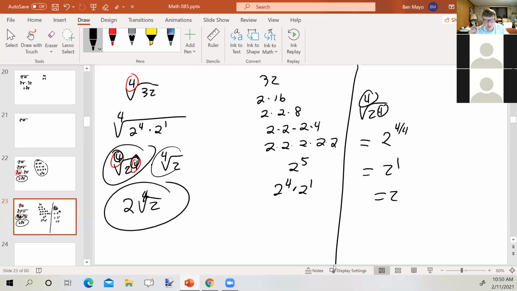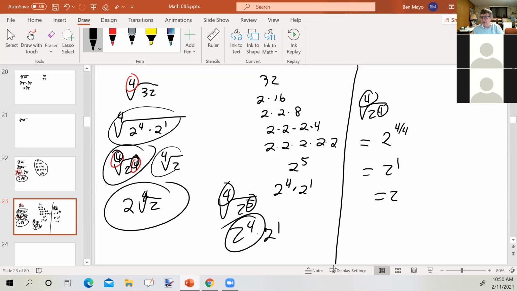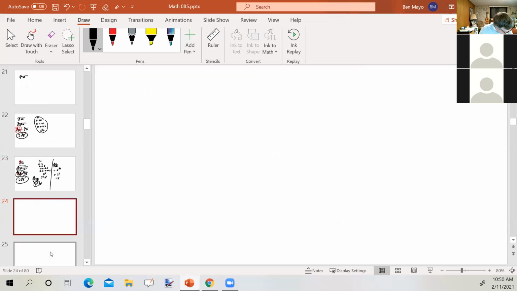Anaya, I think it was you that asked this earlier: what if the power inside was larger than the power outside? And that's kind of what's happening here. It's like the 4th root of 2 to the 5th, where this is higher than that. So I split it apart into the 2 to the 4th and 2 to the 1 and just deal with that one. Does that make sense? Yeah. Okay, good.